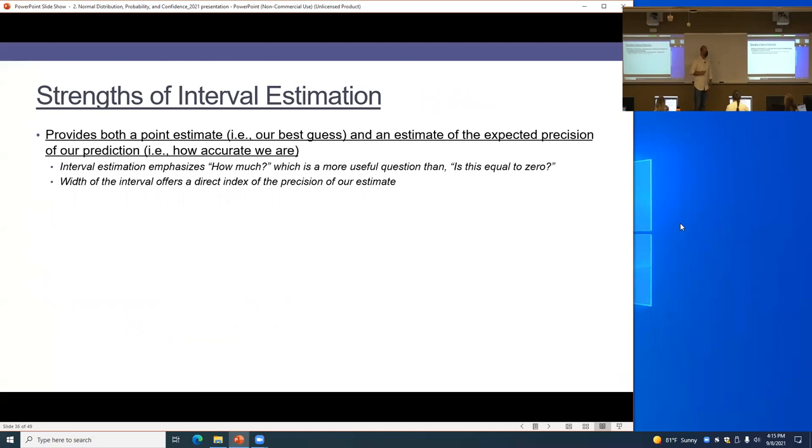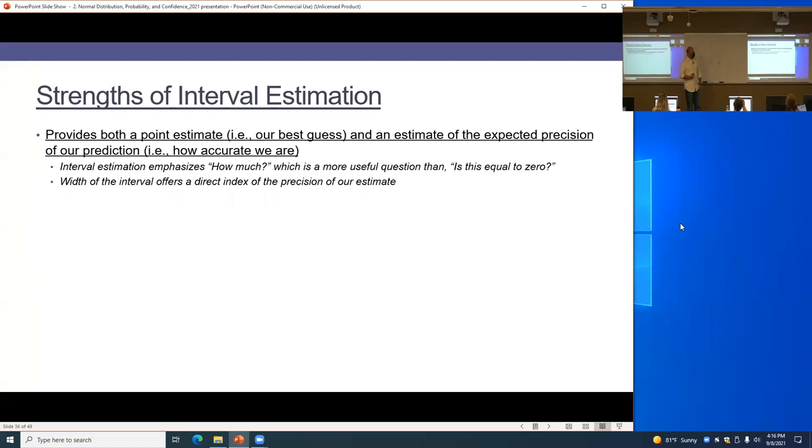Okay. All right. So the strengths of interval estimation: it gives us a point estimate and also the expected precision. How accurate are we? Are we very high or very low, right? With this approach, we're emphasizing how much, as opposed to, is it equal to 0? With our inferential statistics, with our p-value, with our yes-no decision, that's what we're asking. So based on the data that we've got, is this data likely assuming that there's no difference in these populations? Well, whether or not something is equal to 0 is rarely going to be a really interesting question. Our interval estimates start to give us a sense for how much of a difference or how large of an association there is going to be.